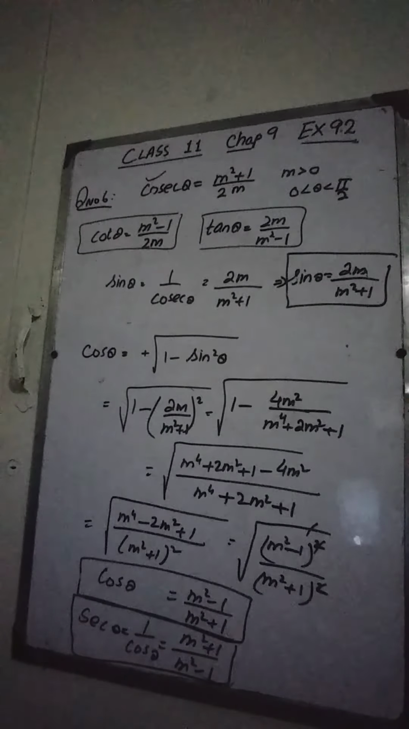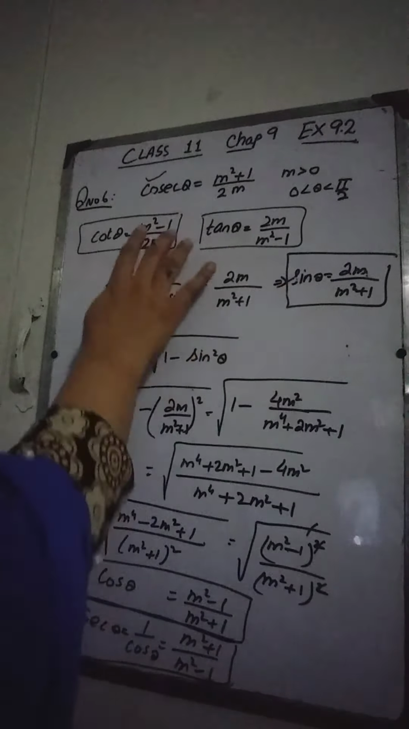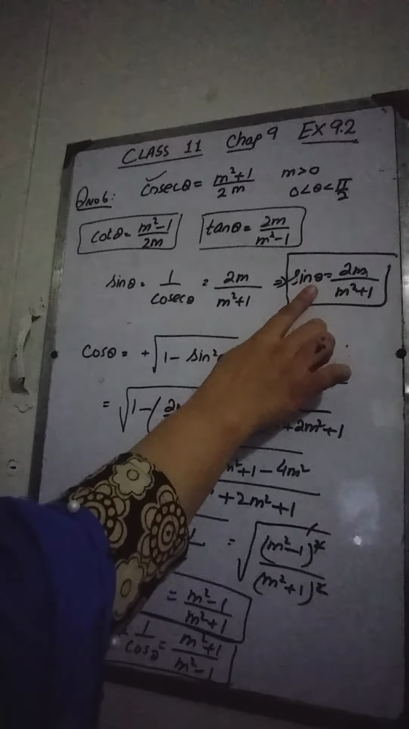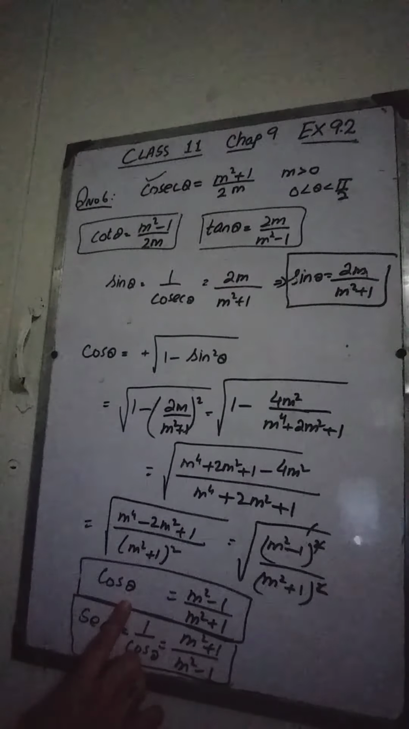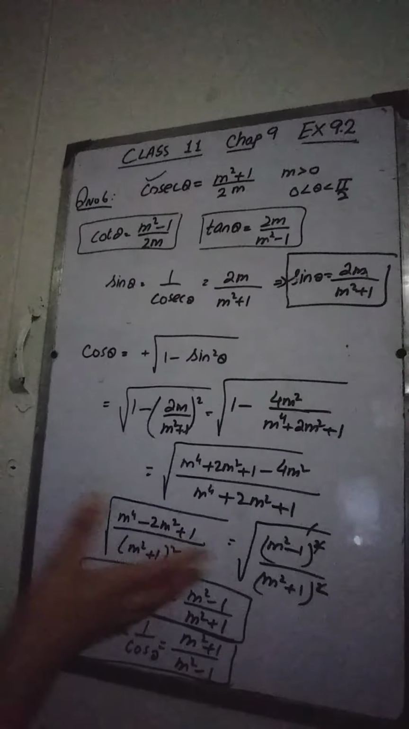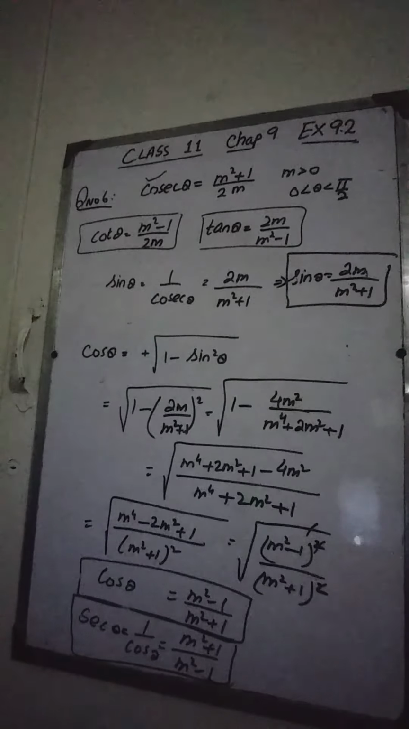There is also another method of solving this question. You could find sine theta in the first place, then you could find cos theta, and after that, with the help of sine and cosine, you could find tangent theta. That's another method of doing this question.